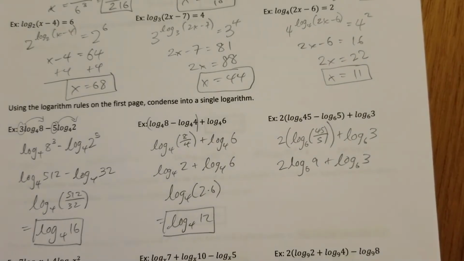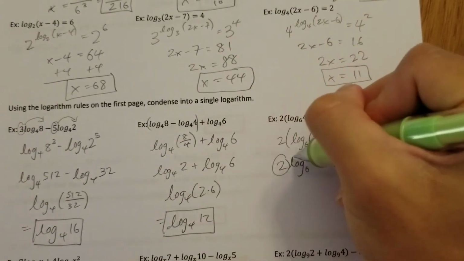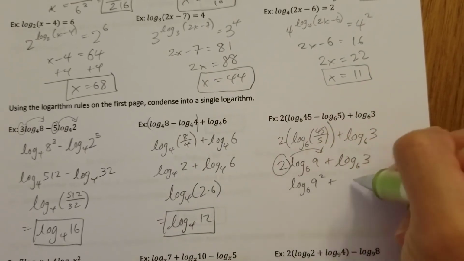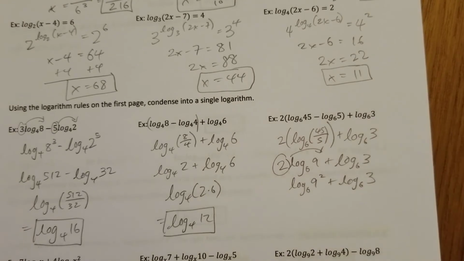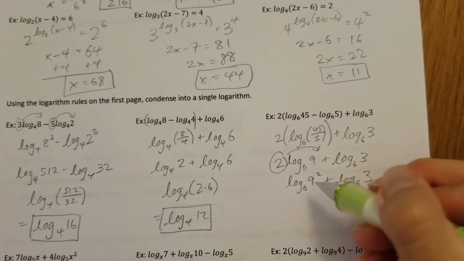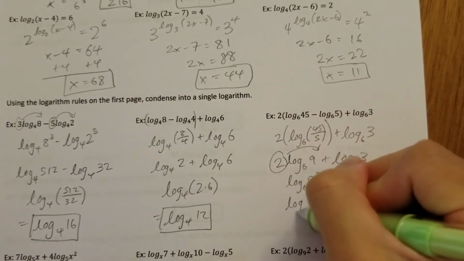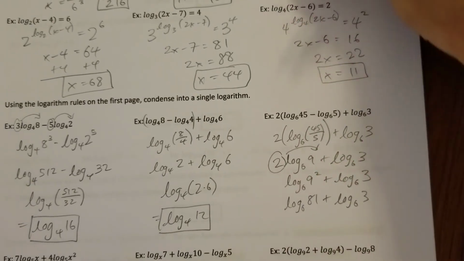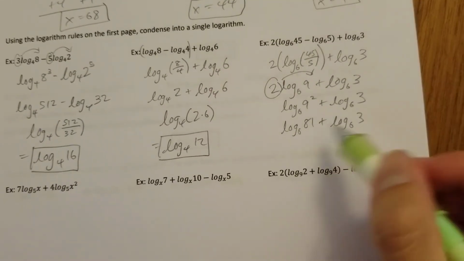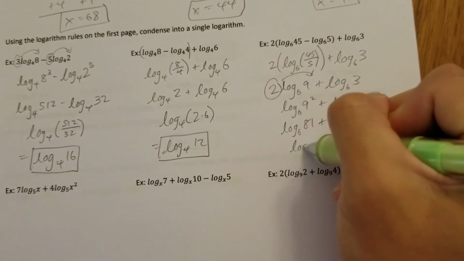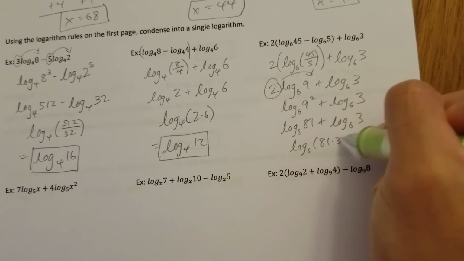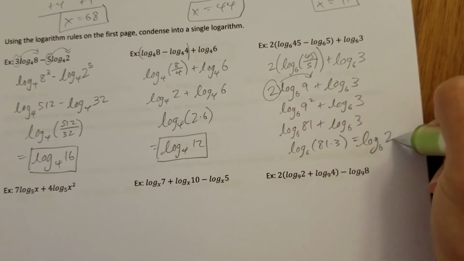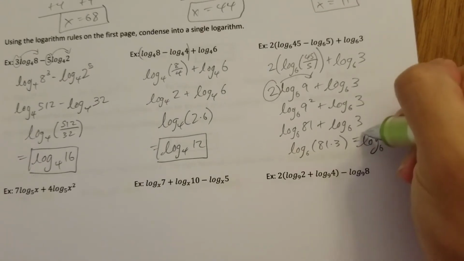Okay, now we're going to do the opposite of that power rule. This comes on top. Log base 6 of 9 squared plus log base 6 of 3. 9 squared is 81. Log base 6 of 81 plus log base 6 of 3. Now we're going to apply the multiplication rule. So log base 6 of 81 times 3. So this is log base 6 of 243.